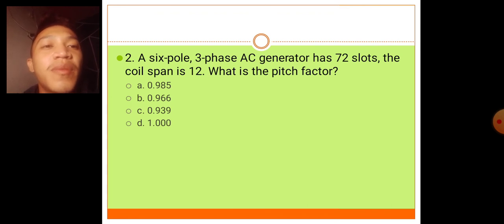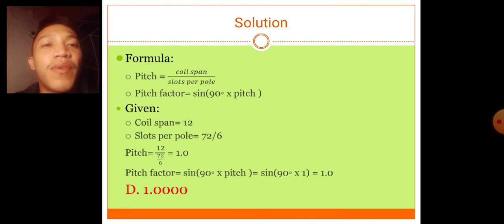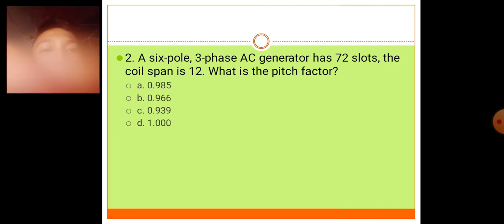For the next problem, a 6-pole 3-phase AC generator has 72 slots and the coil span is 12. What is the pitch factor? The choices are A 0.985, B 0.966, C 0.939, and D 1. We have the formula for pitch, which is equal to coil span over slots per pole. And for the pitch factor, we have sine of quantity 90 degrees times the pitch. So we solve for the pitch. We have the given coil span, and the slots per pole is 72 over 6. Now we plug into the formula: 12 over 72 divided by 6, that's 12 over 12, which is equal to 1. Now for the pitch factor, which is equal to sine of 90 degrees times 1, that's equal to 1. That's letter D.